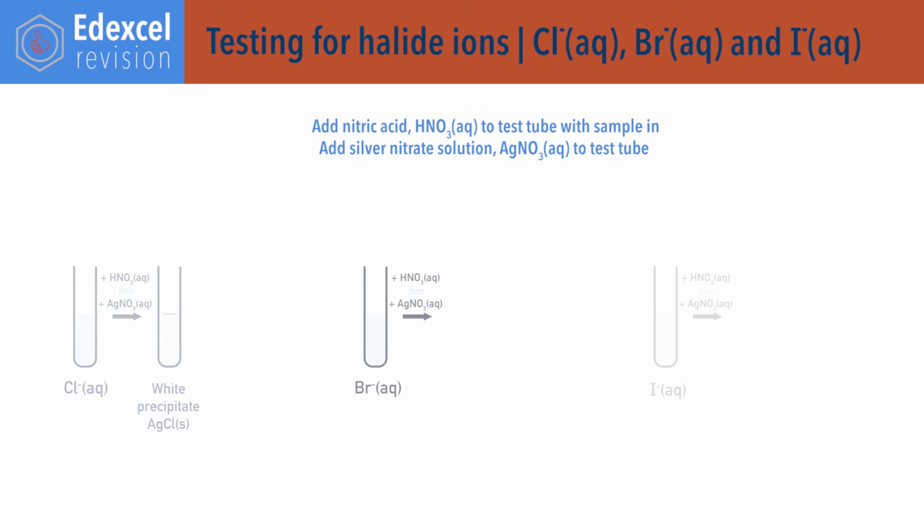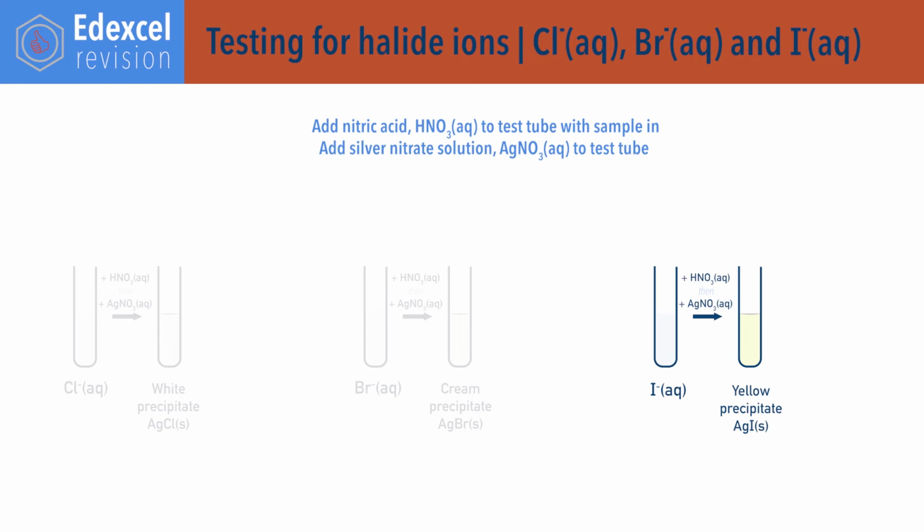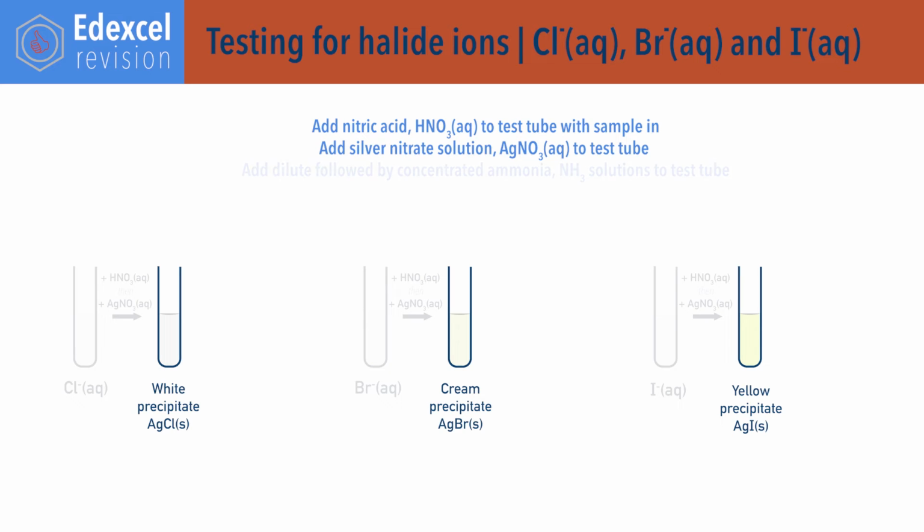If bromide Br- ions were present, a cream precipitate of silver bromide, AgBr, gets formed. And if iodide I- ions are present, a yellow precipitate of silver iodide, AgI, gets formed. The precipitates can be difficult to distinguish as the colors of each can look similar. To get around this, dilute and concentrated ammonia solutions are added.